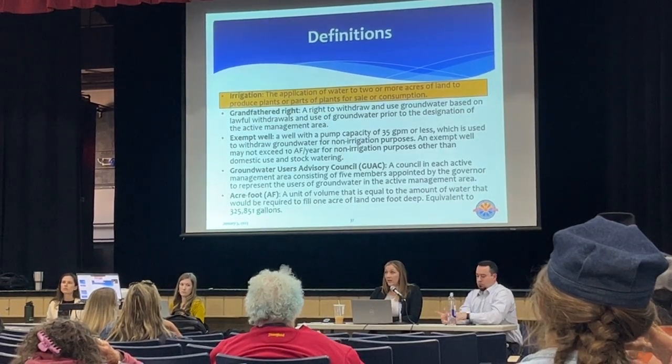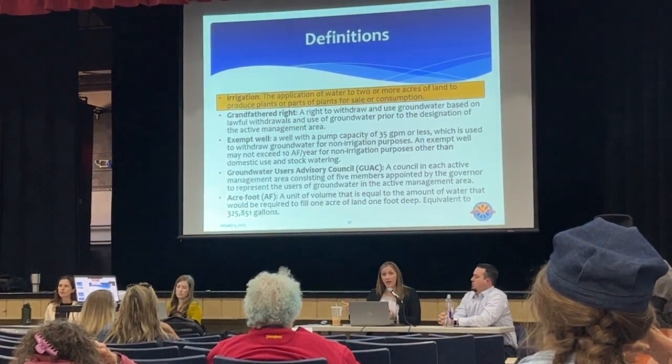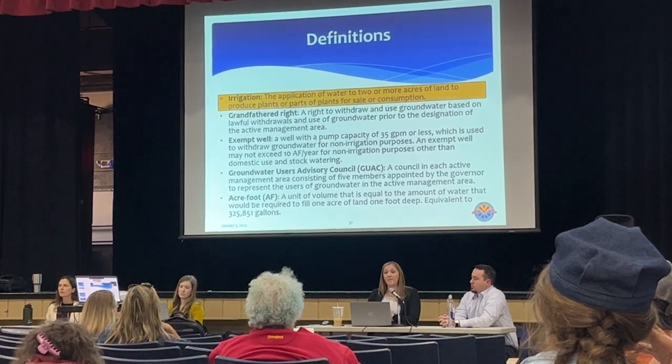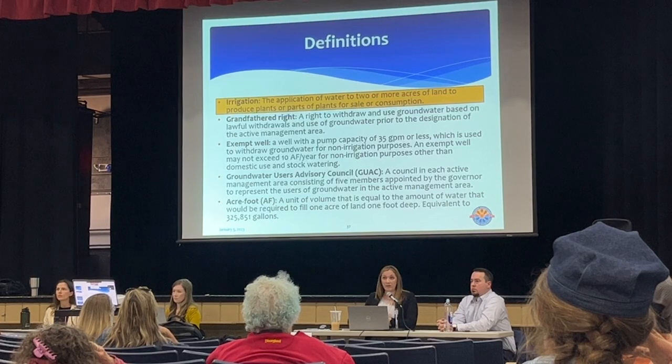When we talk about irrigation authorities, when we talk about the prohibition of additional acres being irrigated, we're talking specifically about that definition. You cannot begin irrigating 2 or more acres of land.